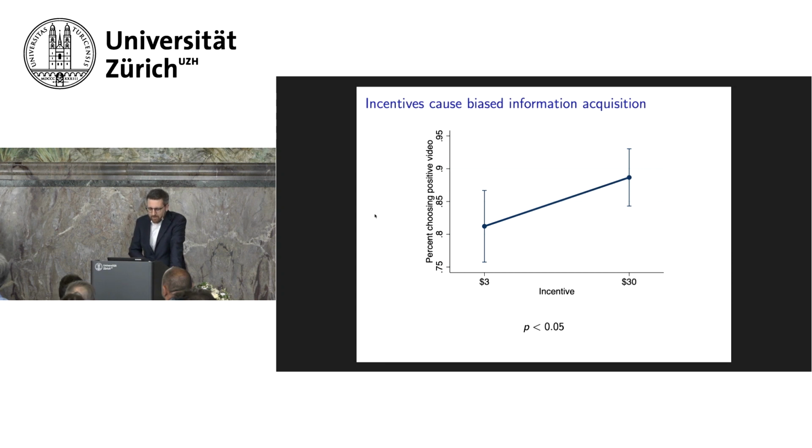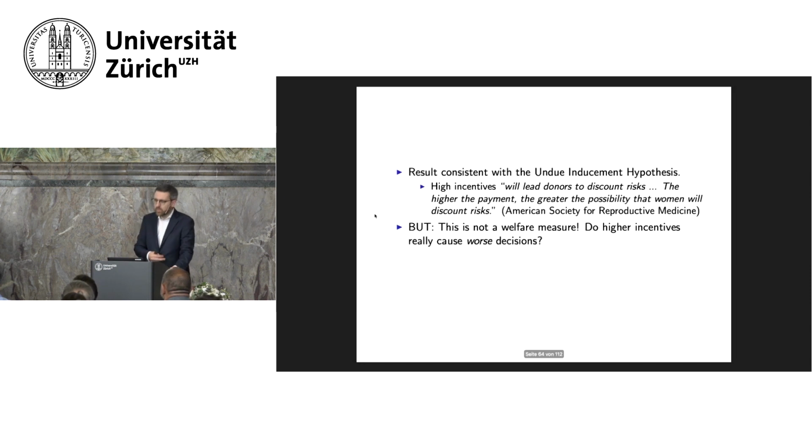So what happens? How often, as a function of the incentive amount, do people want to see the encouraging video? Well, you can see that if we offer a low incentive, about 80% of people want to see the encouraging video. If the incentive amount is higher, we get an additional 10% of people who want to watch the positive video. So that is quite consistent with the concerns of the ethicists that high incentives will lead donors to discount risks, and that the higher the payment, the greater the possibility that women will discount risks.